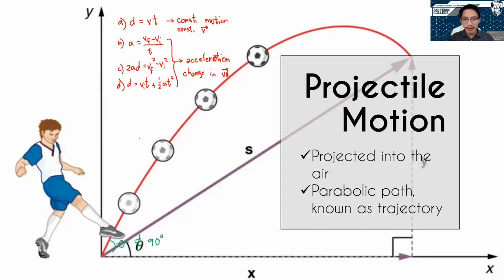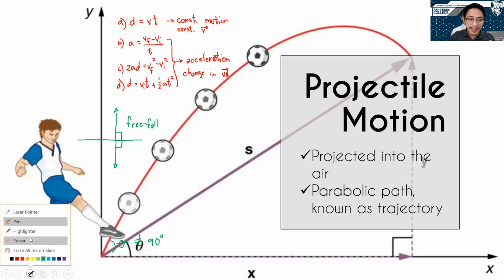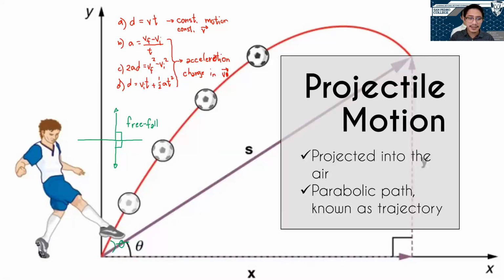Bakit, sir, not equal? Kasi kapag equal to 90 degrees with respect to the horizon, then that will be straight upwards. Or 90 degrees with respect to the horizon, that would be straight downwards. So kapag 90 degrees, ibig sabihin, we are talking about free fall. So what if our object is being projected into the air in which the angle by which it is launched is not equal to 90 degrees? Let's say, for example, the angle is 60 degrees with respect to the horizon.